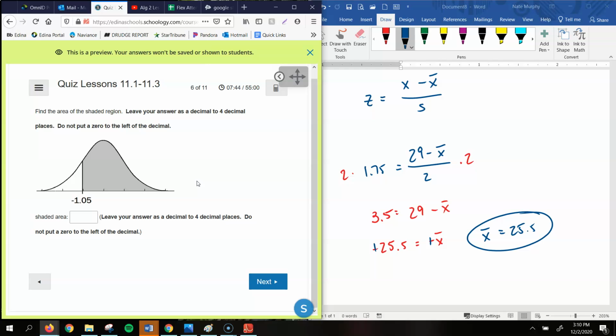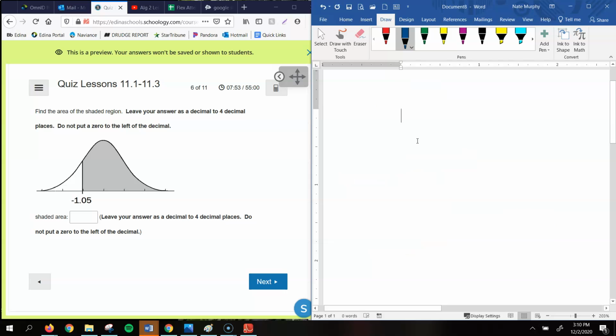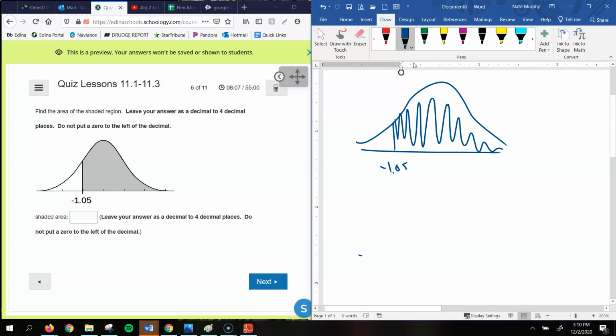All right, so let's look at this one here. So this is another one of those where you could use your table or you could use your calculator. I'm going to show you again how to use your table. So for this one, we want to find what's to the right of negative 1.05. Okay, so we want to find the area of this shaded region. Well, again, our table does not do negatives. Our table only does positives.